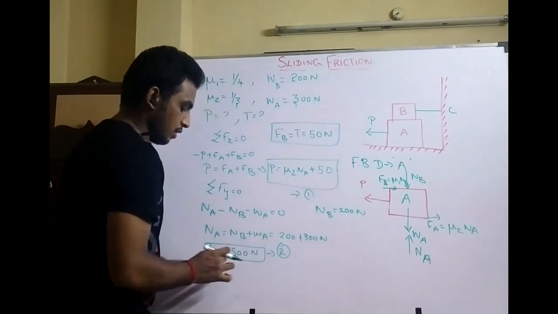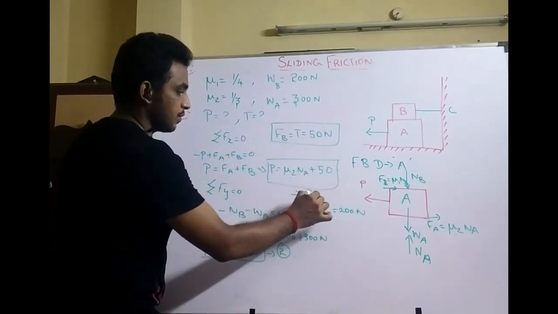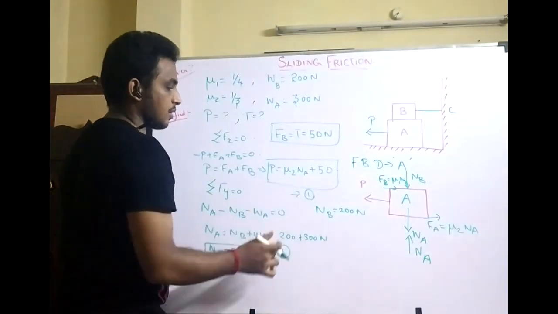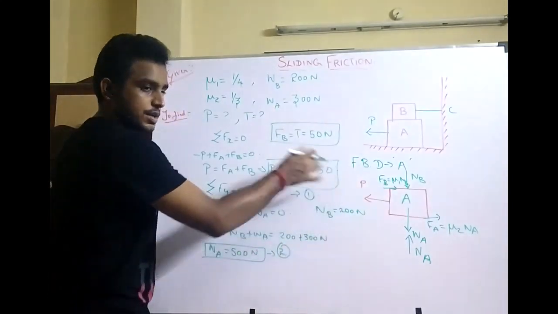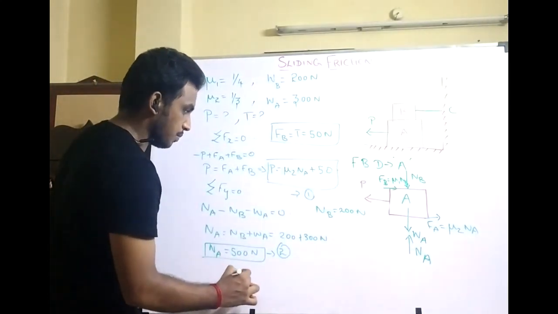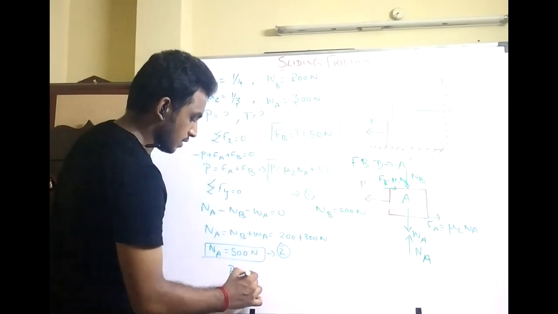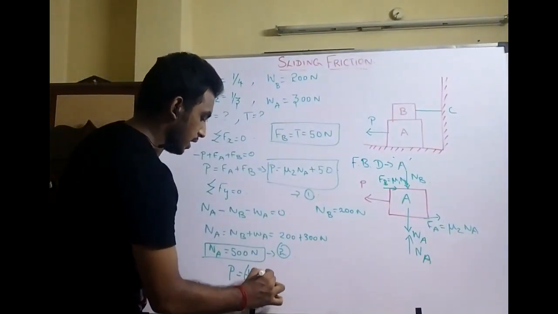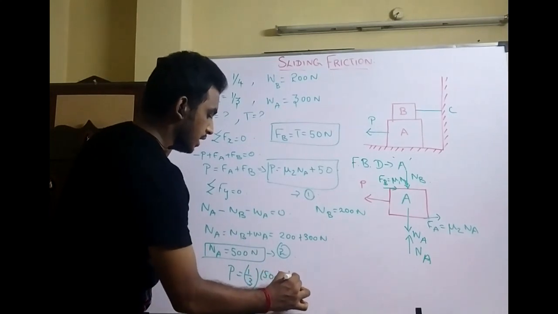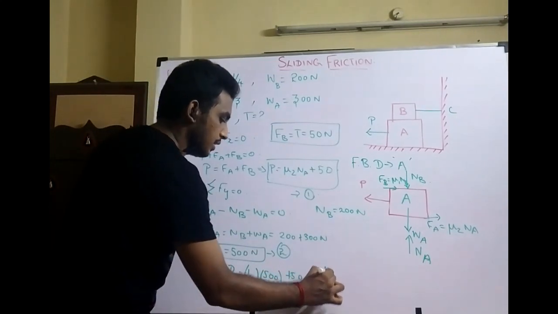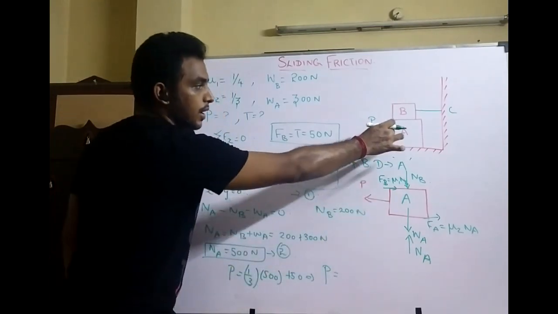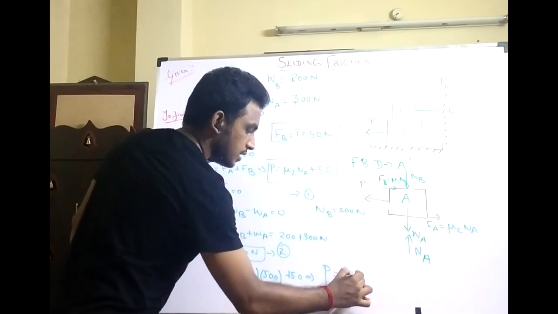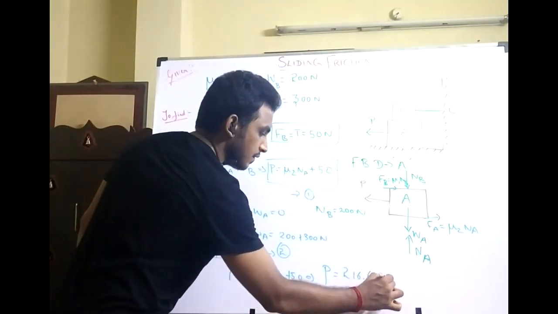Substituting the value of Na from equation number 2 in equation number 1, we get P is equal to mu2 times 500 plus 50, where mu2 is 1 by 3. From that, the amount of pull required to move block A is equal to 216.67 Newton.